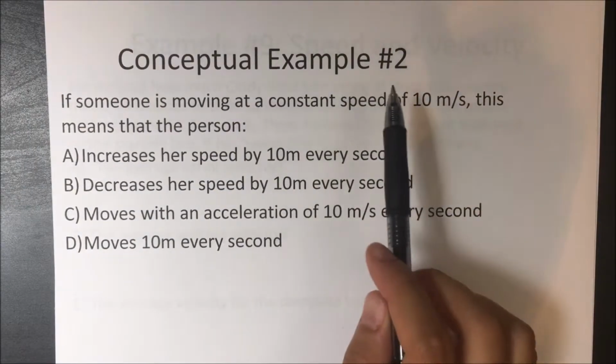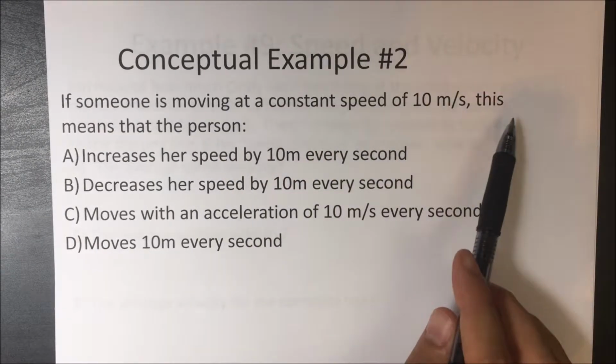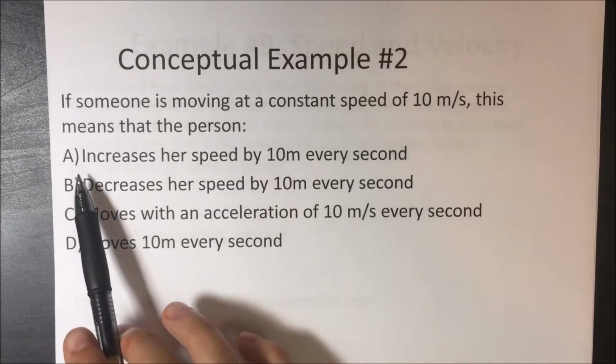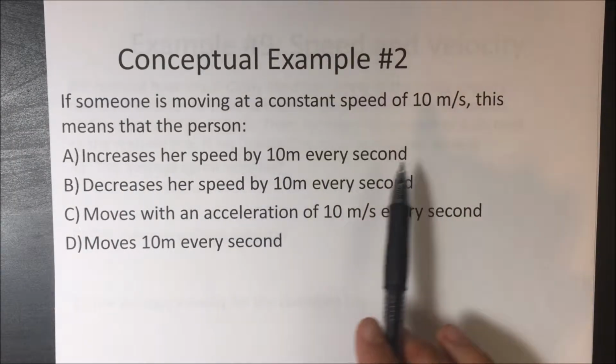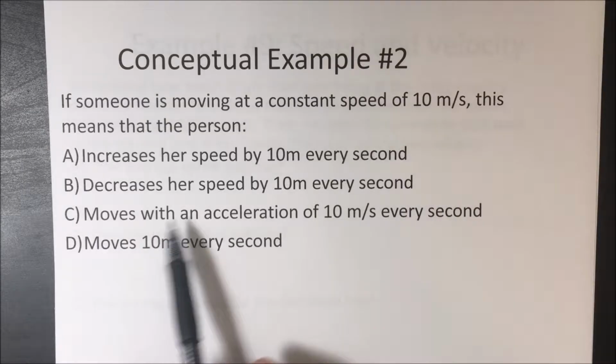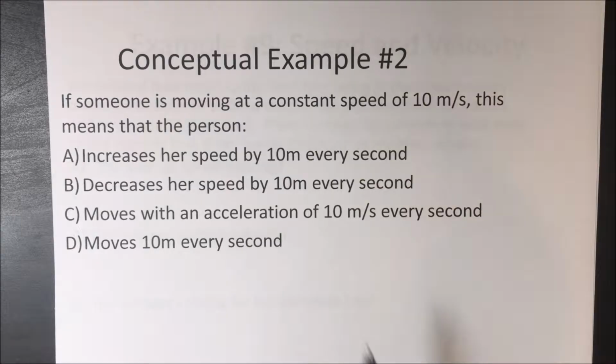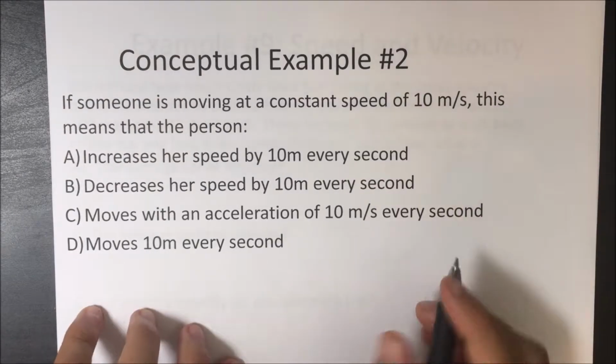Alright, conceptual example number 2. If someone is moving at a constant speed of 10 meters per second, this means that the person A increases her speed by 10 meters every second, B decreases her speed by 10 meters every second, C moves with the acceleration of 10 meters per second every second, D moves 10 meters every second. So let's just kind of boil this out.